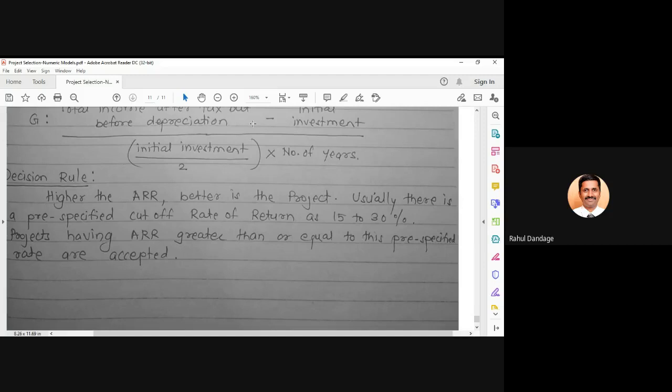So if there is a single project and you need to determine whether to accept the project or not, then normally the cutoff rate of return is specified. It is 15 to 30%. If the average rate of return or accounting rate of return for the given project is more than this cutoff rate of return which is mentioned for that project, then the project can be accepted.